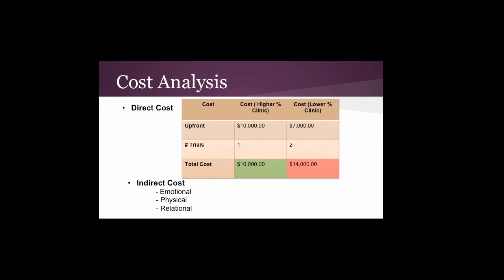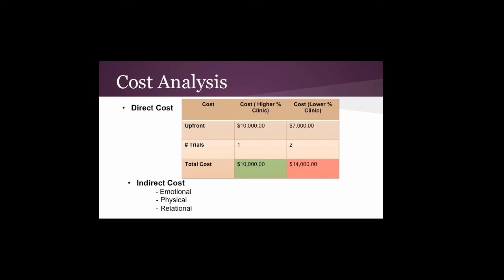For our cost analysis, we considered both direct and indirect costs. For direct costs, we have considered the price and number of treatments an example patient might undergo. Any patient wants to spend the least amount of money possible to achieve pregnancy. Higher percentile clinics may charge more money up front, but have proven to have a better success rate. Even though lower percentile clinics do cost less up front, the patient will most likely need more than one treatment, leading to higher total cost.